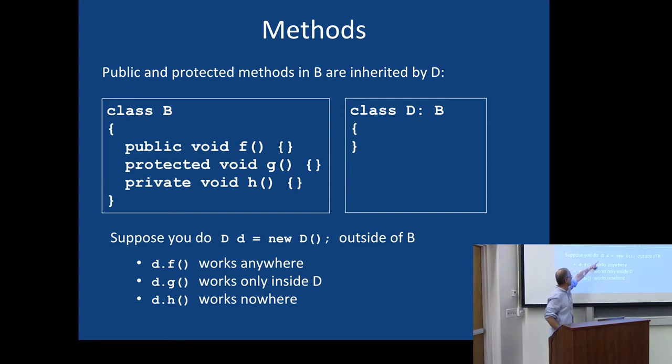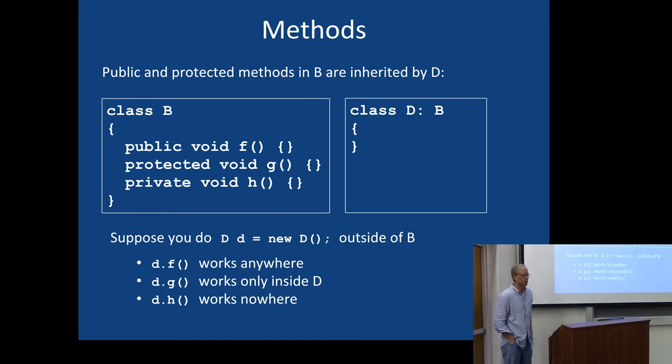So the public ones can be used anywhere. So if we have an object like this, D, we can call D.F anywhere. We can call D.G besides inside that class. The protected ones are inherited, but they're only usable inside the classes. They're not usable outside the class. And you can't use D.H anywhere outside of the class. Yeah? Is that the same way of saying, if it's protected in B, it then becomes private in D? No, it's still protected in D. If it's protected in B, you inherit it, it's protected in D, which means that if some class extends D, it will inherit that protected method.